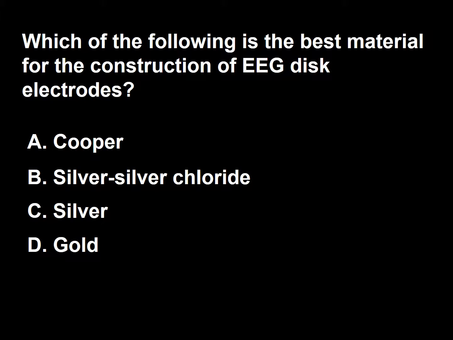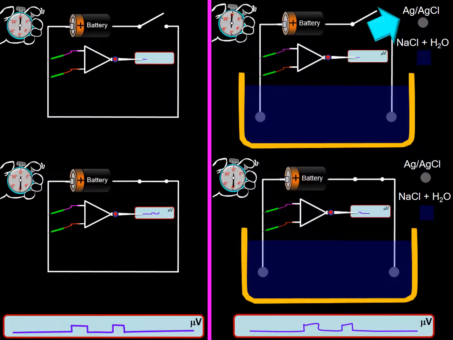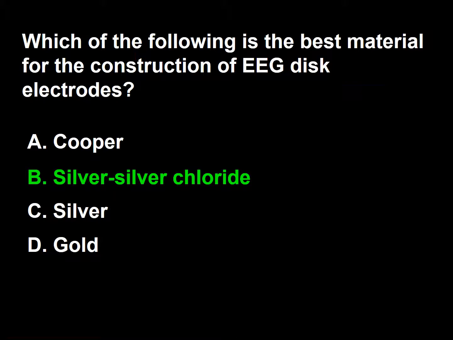The next question is, which of the following is the best material for the construction of EEG disc electrode? A. Copper, B. Silver chloride, C. Silver, D. Gold. From our discussion regarding the prior questions, we can conclude that silver chloride is the best available material for electrodes. This is because they conduct electricity very similarly to pure electron-driven circuits. So the answer to this question is B.